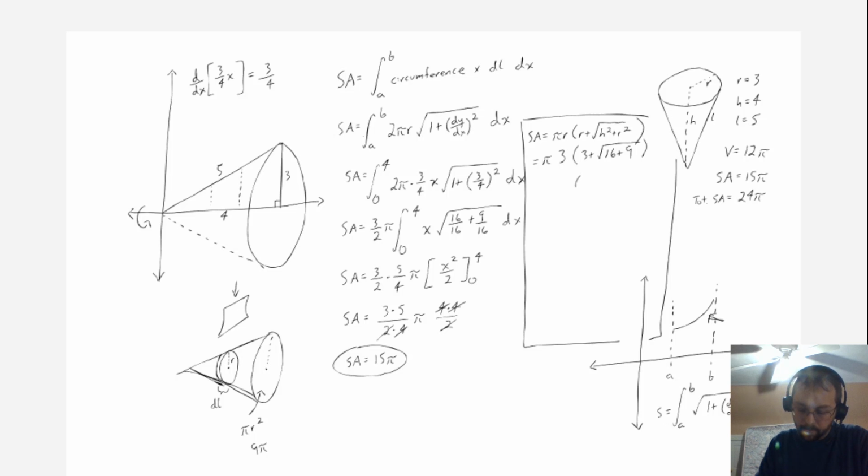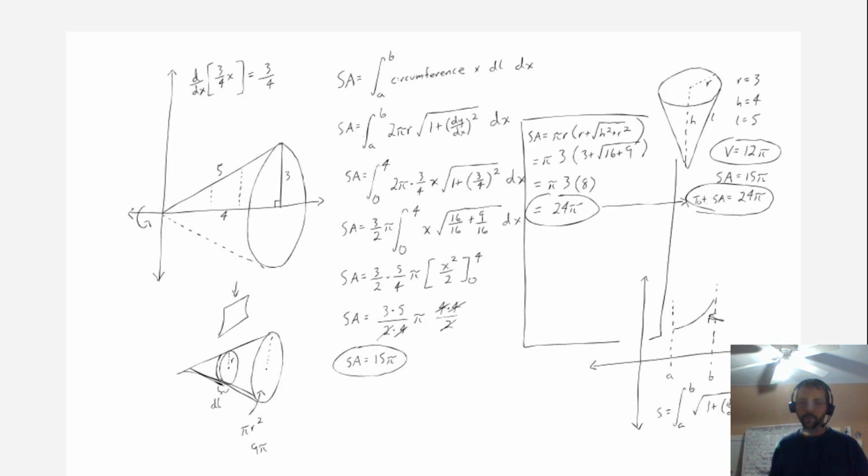So in the parentheses, we have 8. We still have a pi on the outside and a 3. 3 times 8 is 24. So 24 pi equals 24 pi, the total surface area. And the volume was 12 pi. 12 pi units cubed, 24 pi units squared.